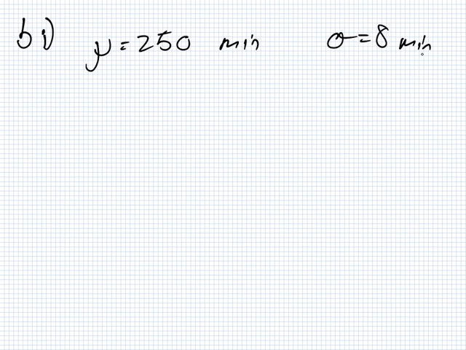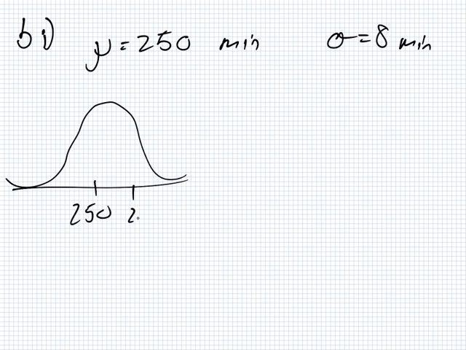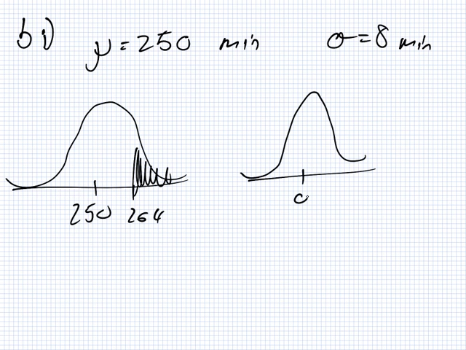A train travels each day between 2 cities. The journey time can be assumed to be normally distributed with mean 250 minutes and standard deviation 8 minutes. If the journey time is more than 264 minutes, then it's late. What is the probability it'll be late? So that's actually just asking you to do this. There's 250, there's 264, and they want this area. So yeah, Z transform. This will be 0 and this will be 2.